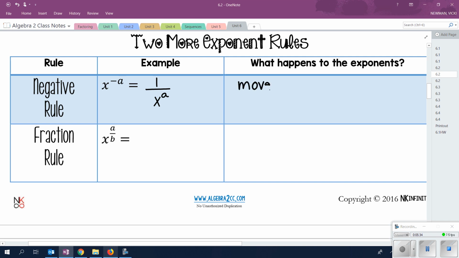Move top to bottom. What if it's negative and it's in the bottom? What do you think? Or bottom to top.